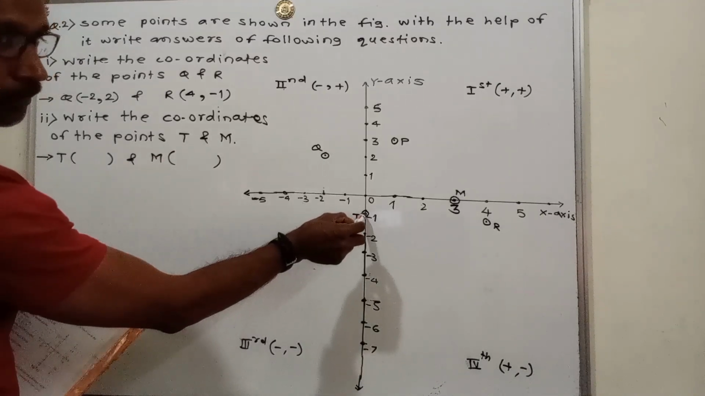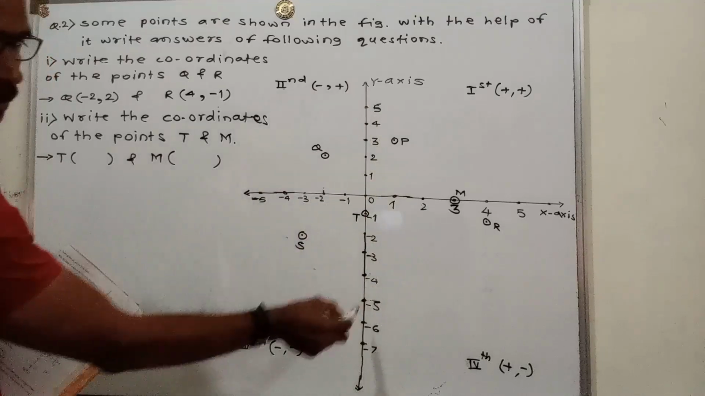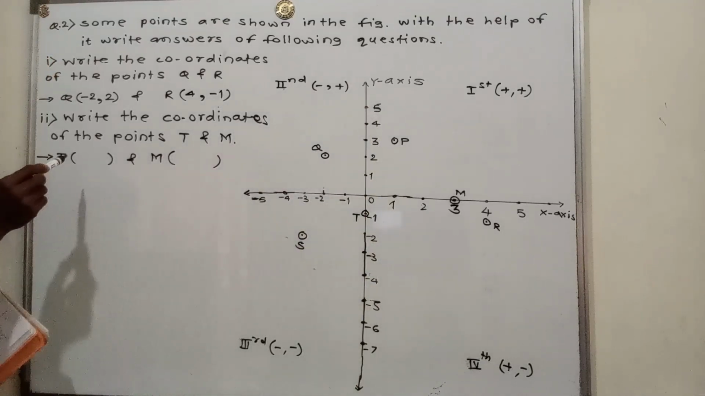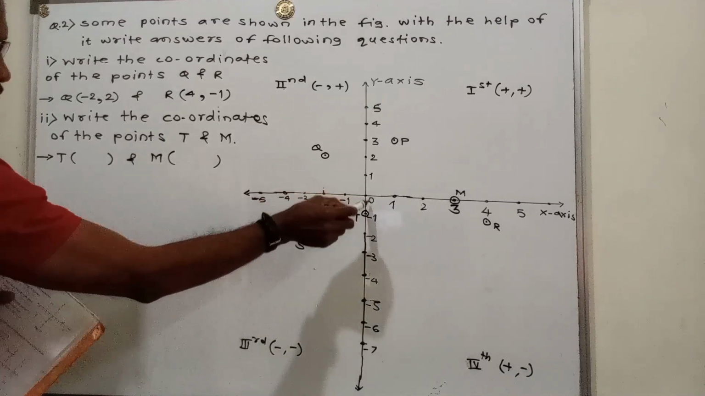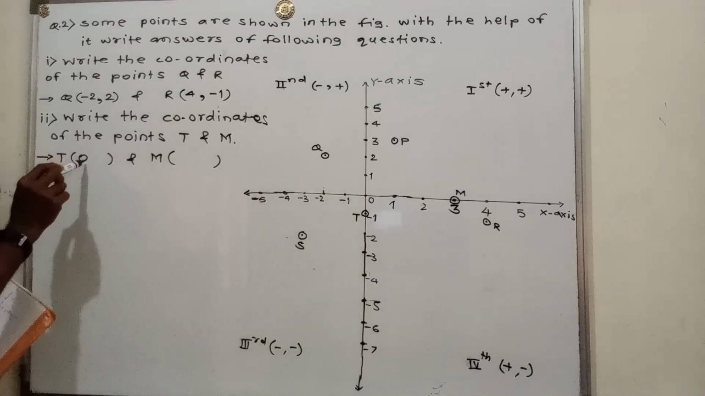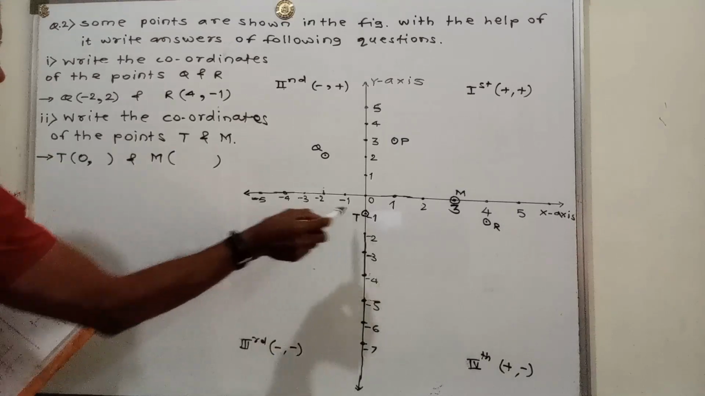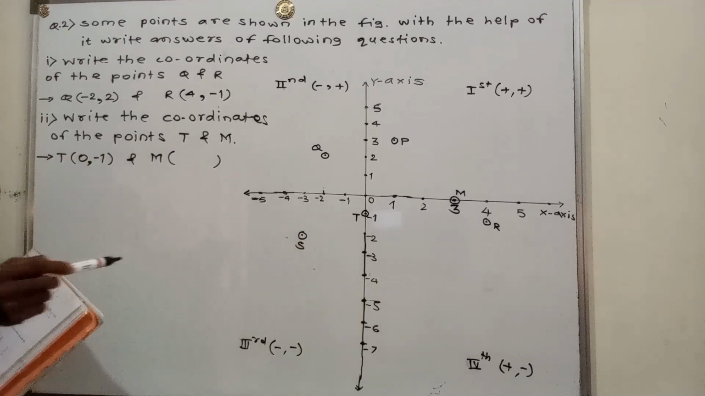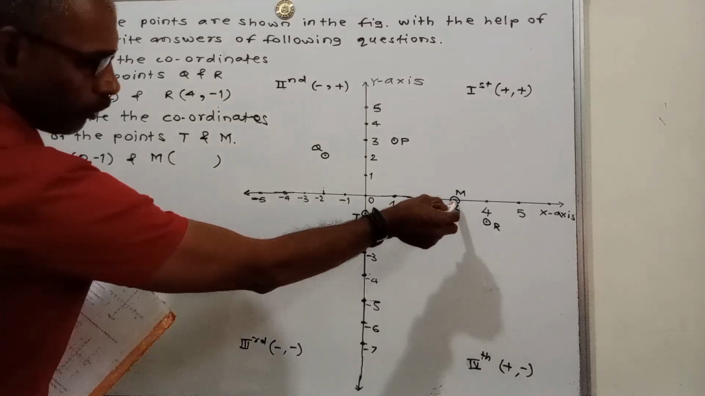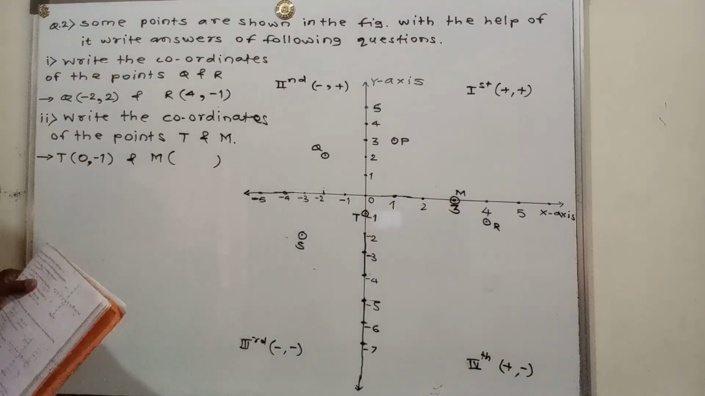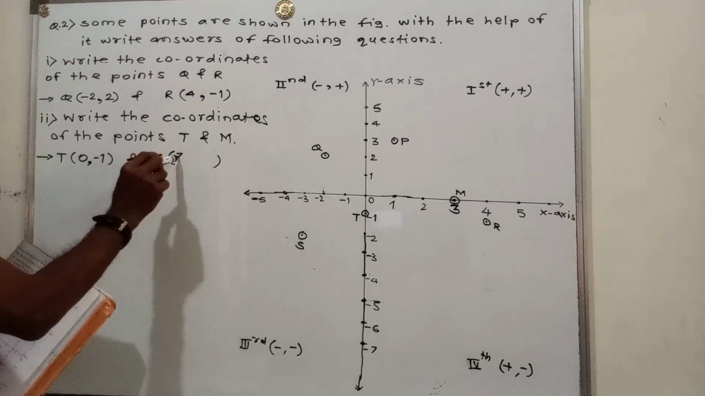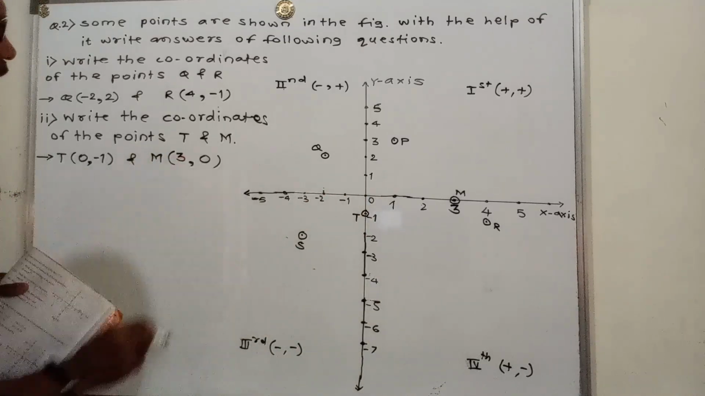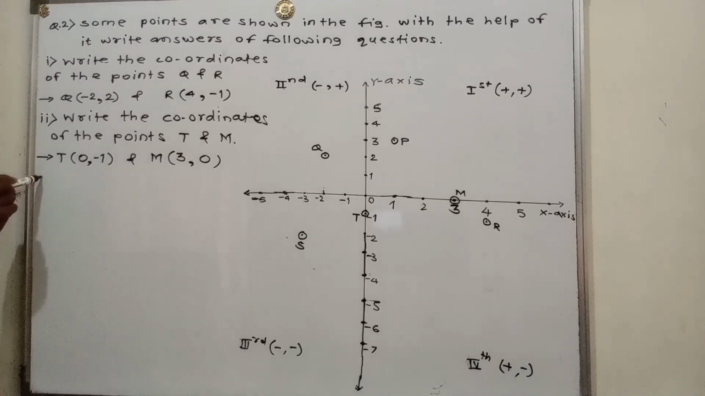This is T. T is on the y-axis. So, X coordinate 0 and Y coordinate -1. M is on the x-axis. X coordinate is 3 and Y coordinate is 0.